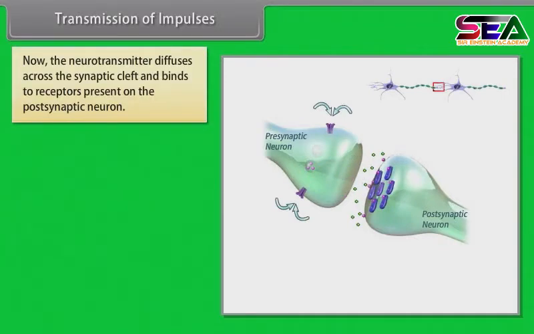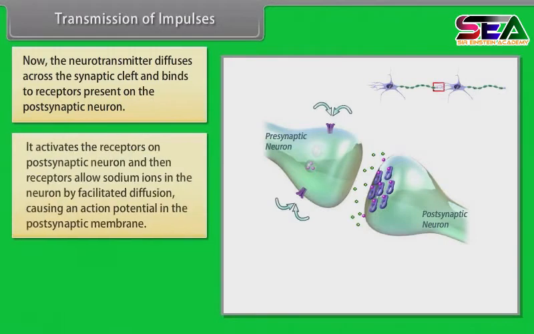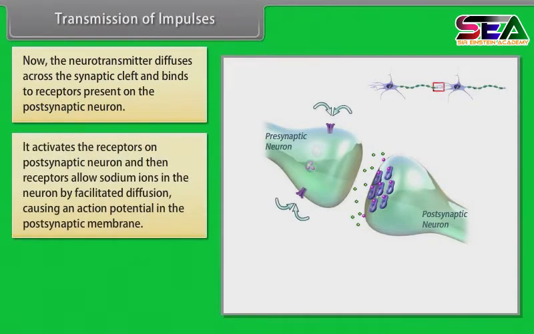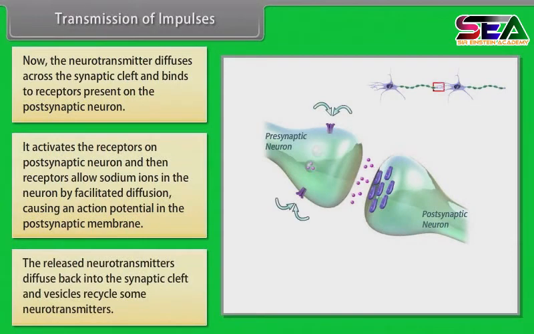Now, the neurotransmitter diffuses across the synaptic cleft and binds to the receptors present on the postsynaptic neuron. It activates the receptors on the postsynaptic neuron, and then the receptors allow sodium ions in the neuron by facilitated diffusion, causing an action potential in the postsynaptic membrane. The released neurotransmitters diffuse back into the synaptic cleft and vesicles recycle some neurotransmitters.